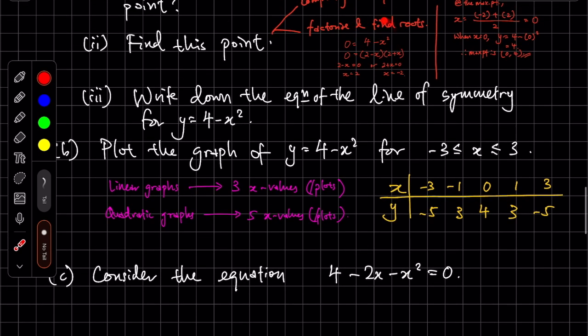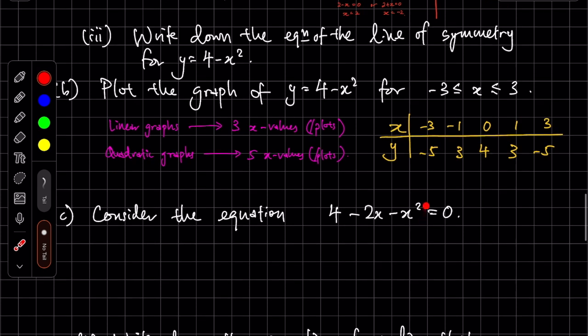Not easier to do. This is a bit easier to do. Okay, anyway, consider the equation and then I give you this, right? So first of all, what do we do? First thing is I had 4 minus x squared. Where is my 4 minus x squared here? It's over here.